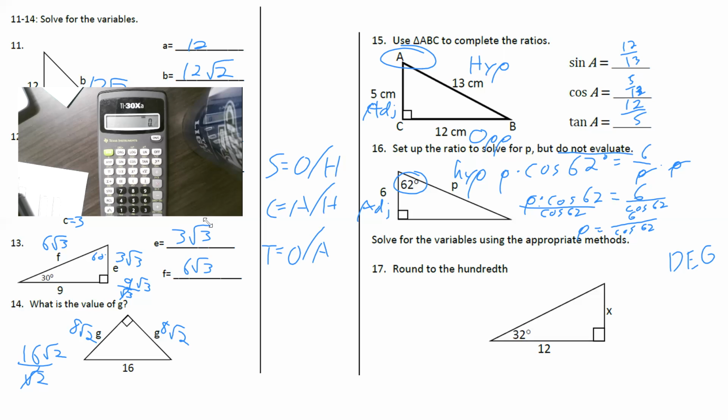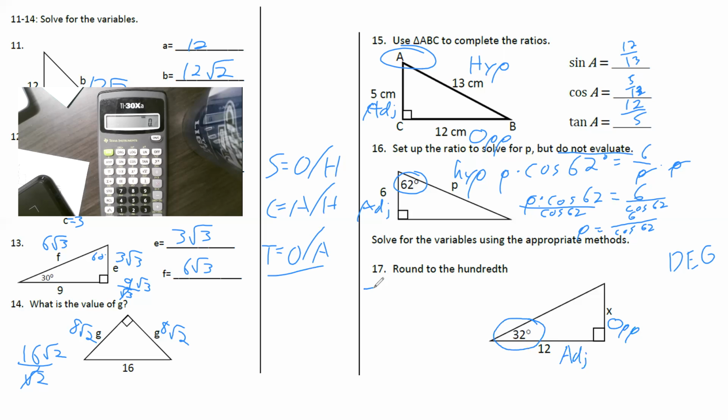All right, so for this next one, we have round to the nearest hundredth, right? So we're going to be using sine, cosine, and tangent. Which one are we going to use here? Well, again, label our figure. So we have the 32 is what we're using. X will be the opposite. 12 will be our adjacent. So opposite and adjacent, that is tangent.